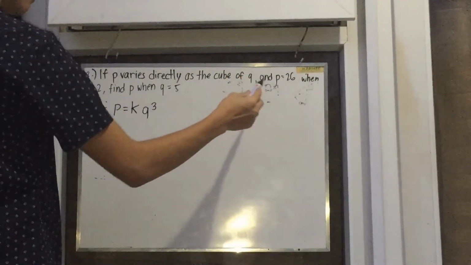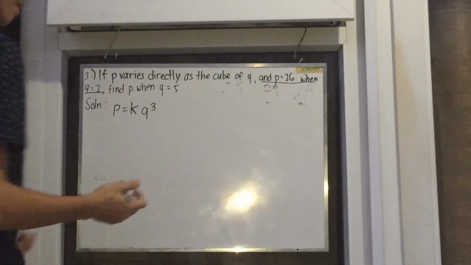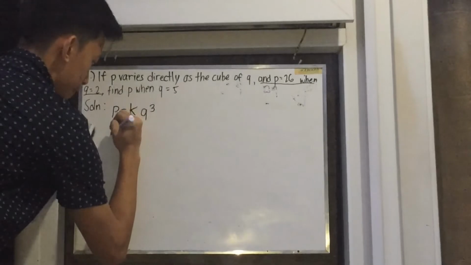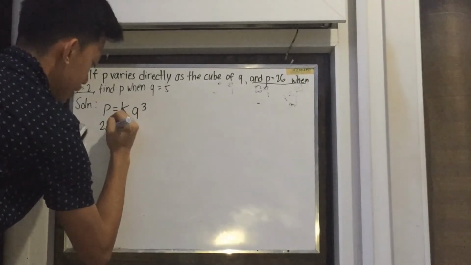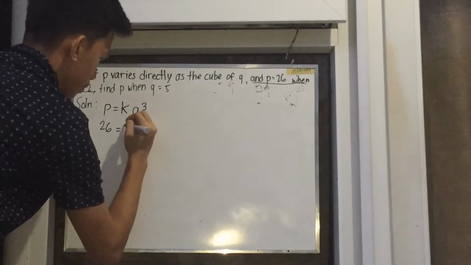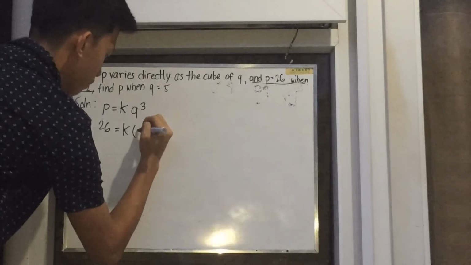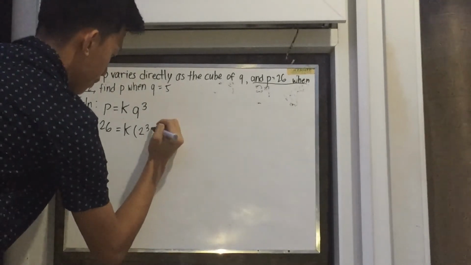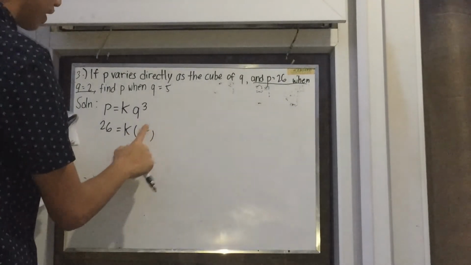Then again, we'll use our first given to find k. So p is equal to 26. That will be 26 is equal to k times 2 cubed. So 2 cubed is equal to 8, so we'll change that into 8.